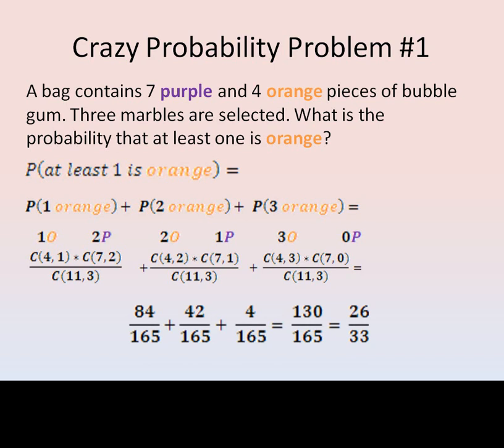When we run this through our calculators, we get 84 plus 42 plus 4, all divided by 165. That gives us a subtotal of 130 over 165. When we reduce that, it gives us 26 out of 33, which is just about 80%.